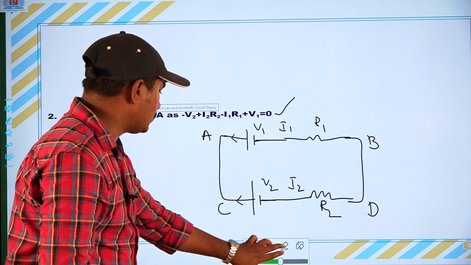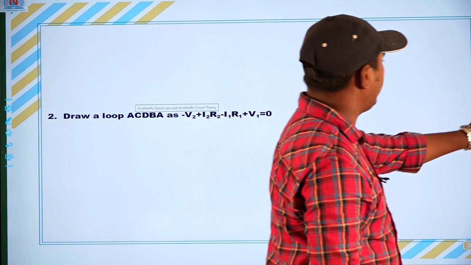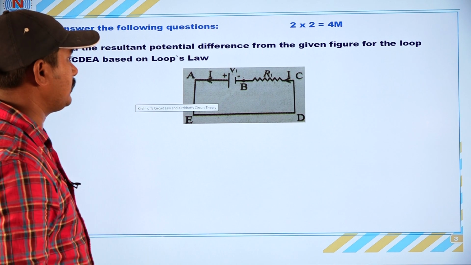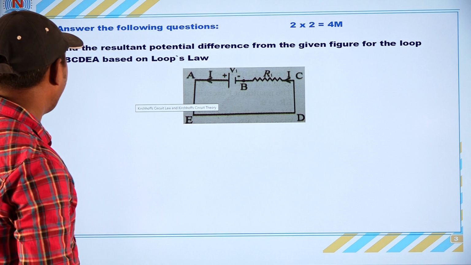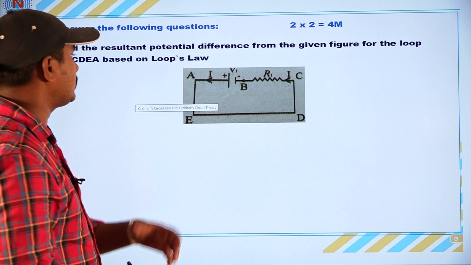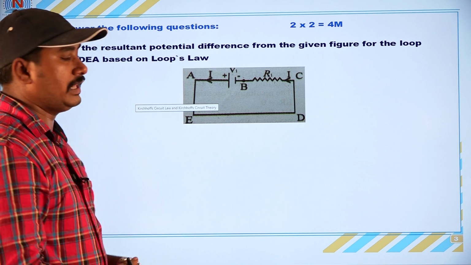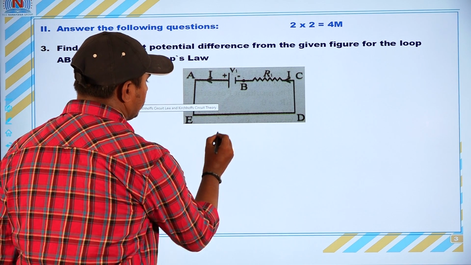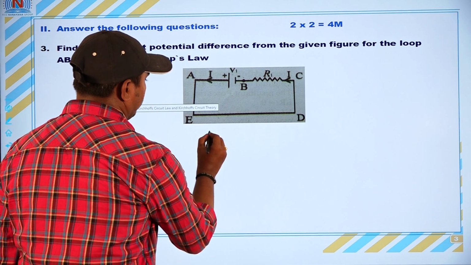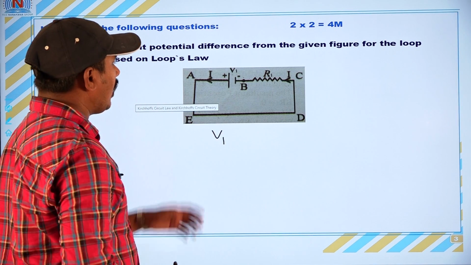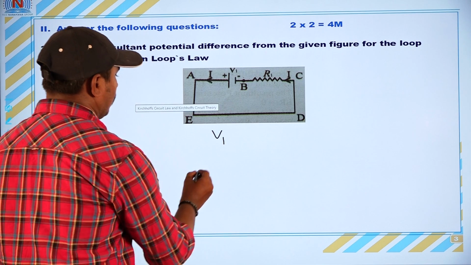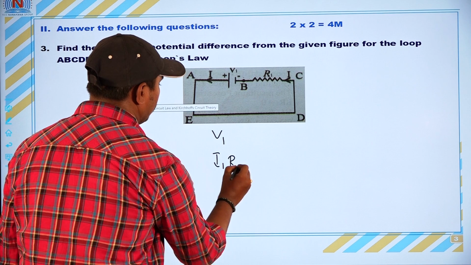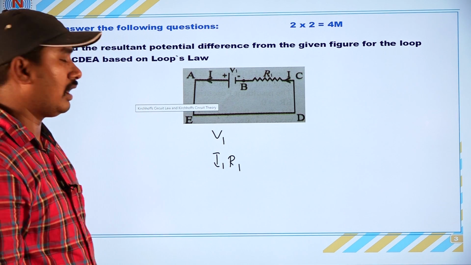Now let's discuss question number 3. See question number 3 here. Find the resultant potential difference from the given figure for the loop ABCDEA based on the loop law. So you know very well what the loop law is. Here the potential difference is V1. At R1 the potential difference is I1R1.